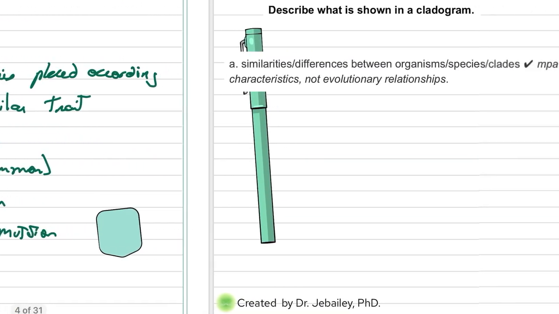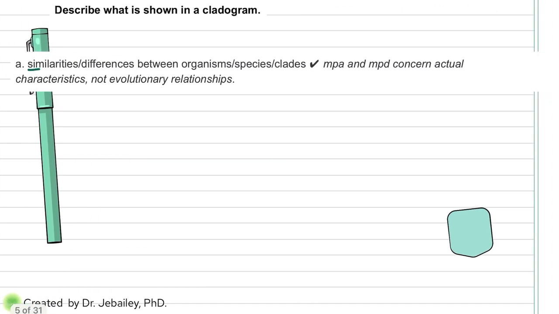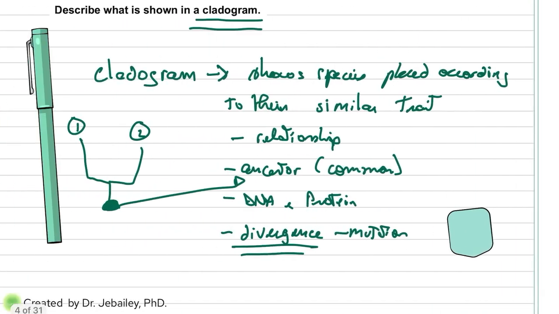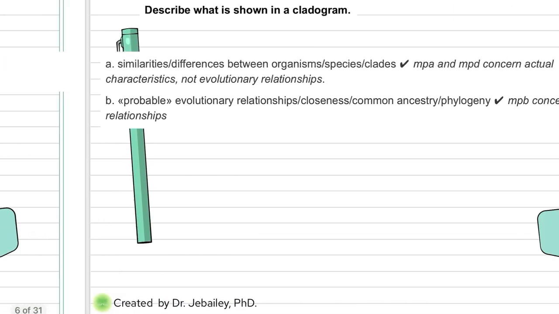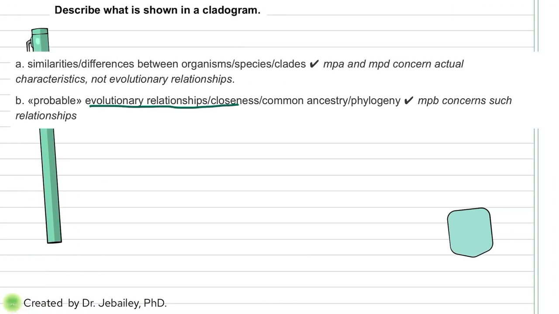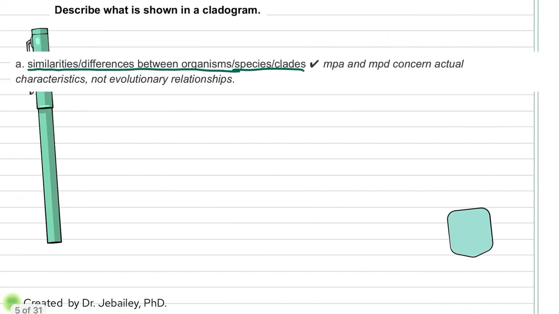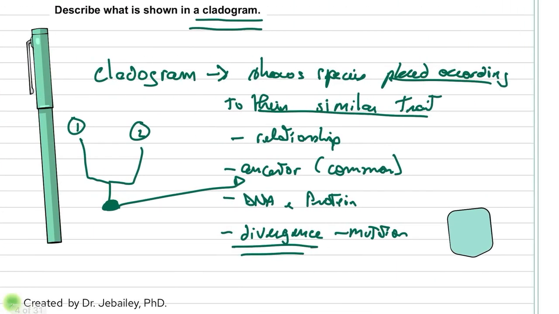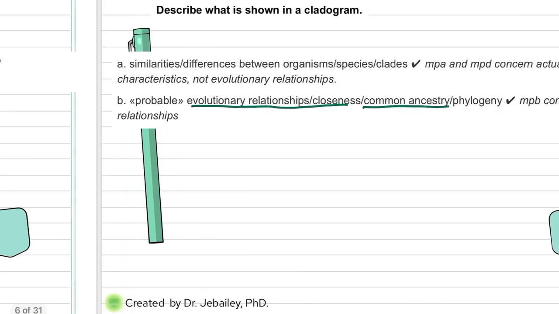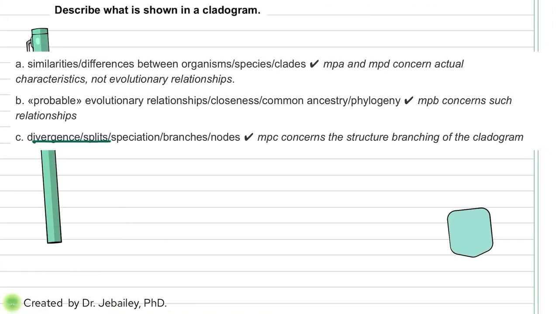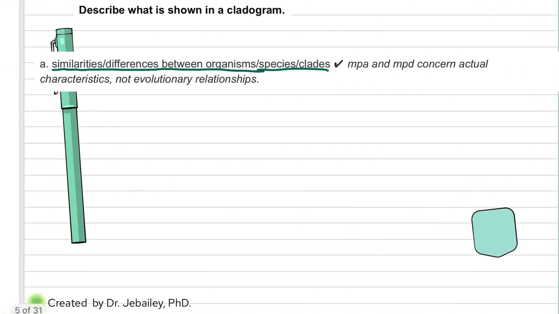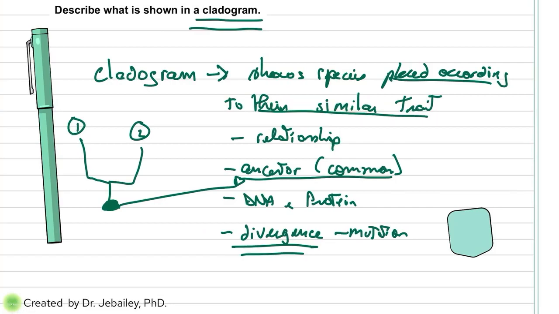Now let's see the mark scheme. So the similarity and differences between organisms, species, or clades. So you can see here as showing placed according to their similar traits. So I get that point. Evolutionary relationship, closeness, common ancestors. So you can see here I'm talking about them having a common ancestor. Divergence, split, speciation. Okay, so here I show the divergence, right? Which is basically here, right here, the node where there is a split that happens.